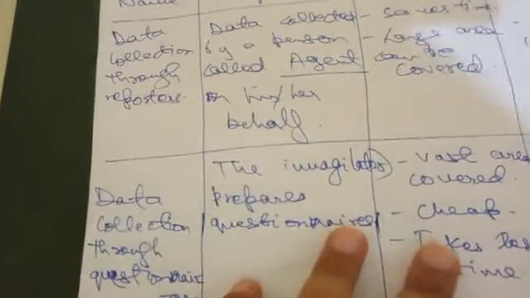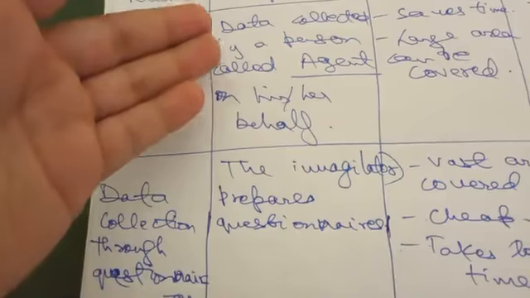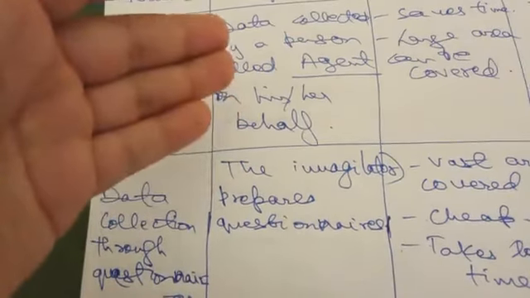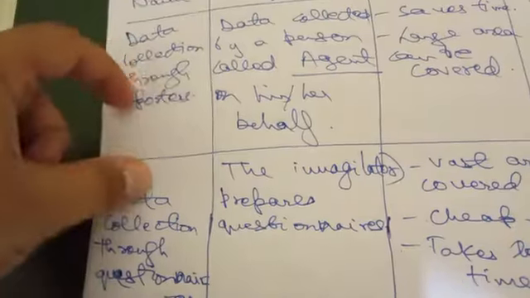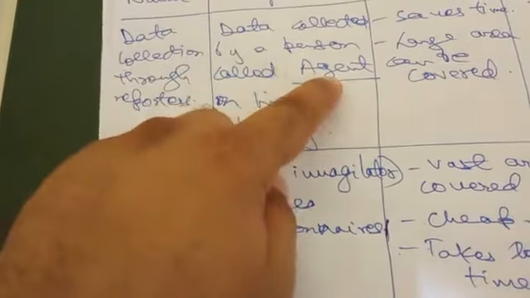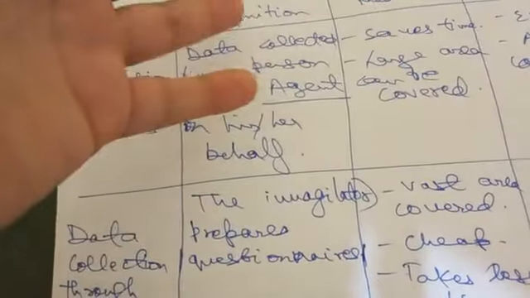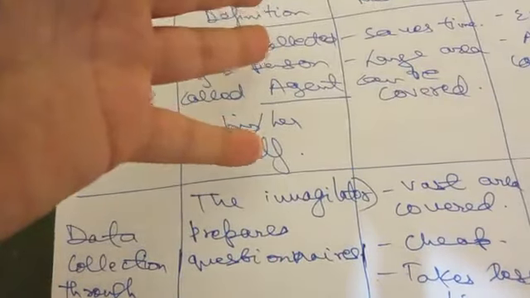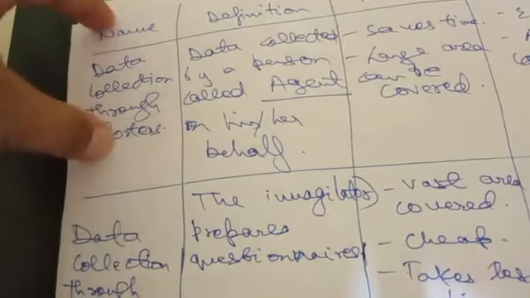If you move ahead, the next is data collection through reporters. It is very basic. Data is collected by a person called an agent, on behalf of the invigilator. So here data is collected by an agent or a reporter on behalf of the invigilator, and the merit is that it saves time and a large area can be covered, but the demerit is that it is expensive. Only approximate results can be obtained because the agent will not be so willing or will not work so hard to give intensive details unless that person is very nicely paid. So that is the demerit of data collection through reporters.